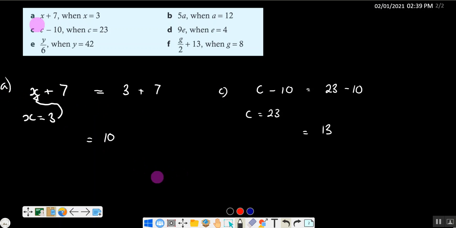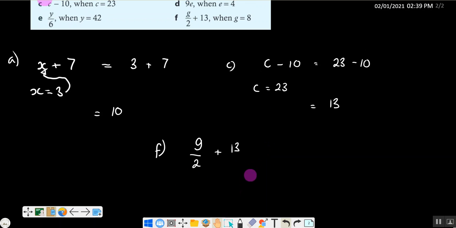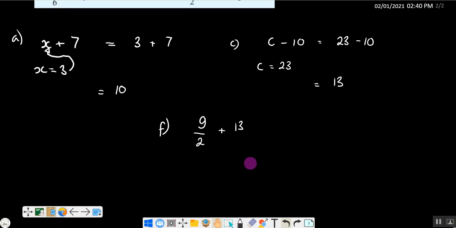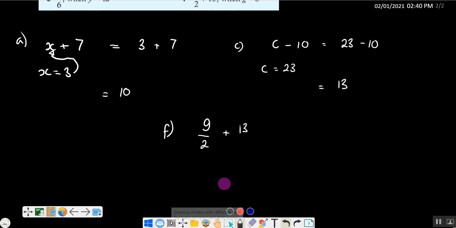Should we do F? How are you feeling about this? Does it make sense? Yeah. So I am now told that G divided by 2, then add 13 to that result, okay, is what I'm being told to do. And then I'm being told, do that when G is 8. So I'm being told G, in this case, is 8. So what do I have to do? Go on.